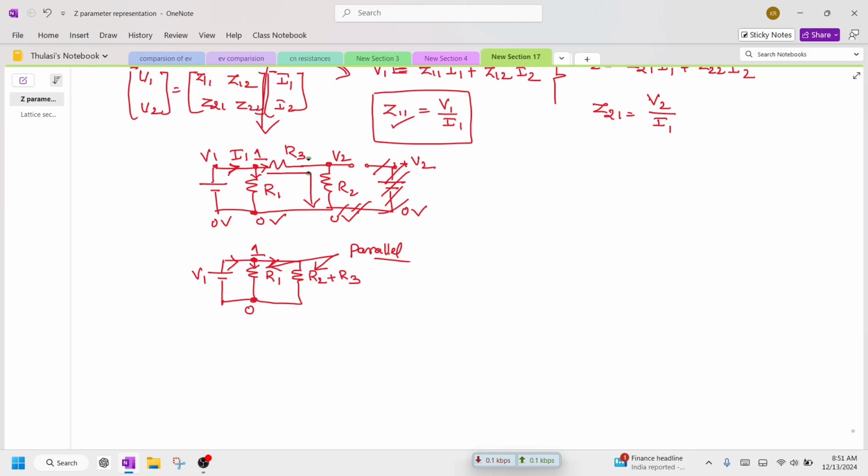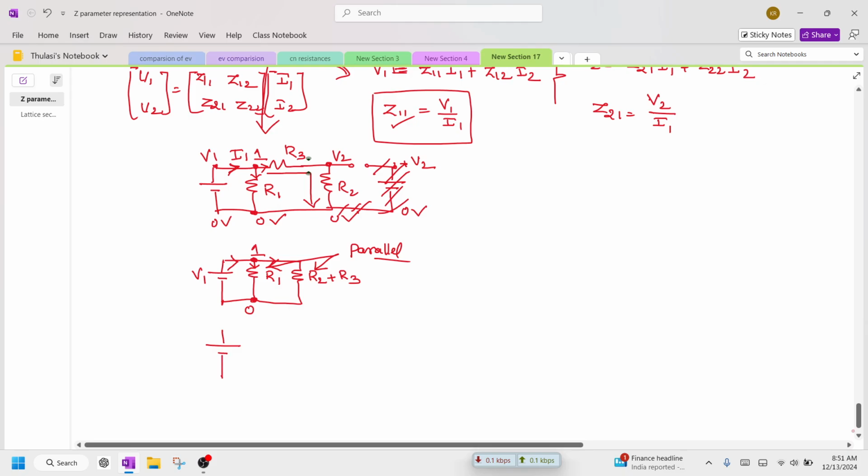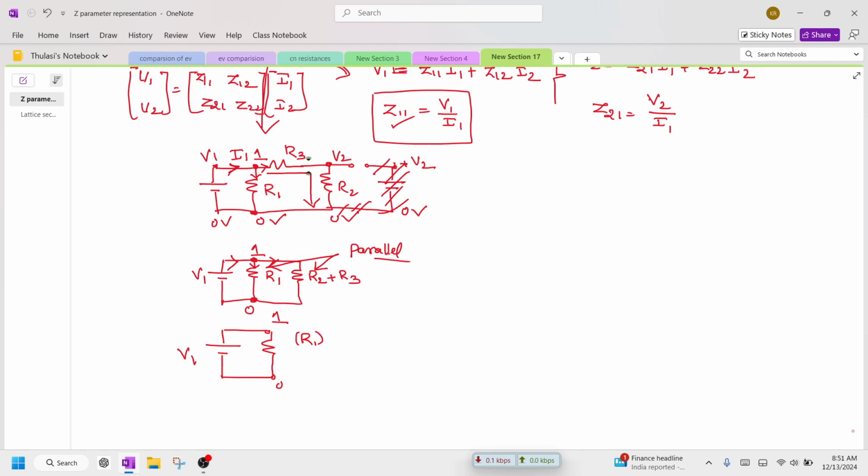When they are connected in parallel, I can draw the same V1 across node 1 and 0. So these two are connected in parallel. When two resistors are connected in parallel, what is the formula? The product of the resistors, R1 into R2 plus R3, divided by the sum of the resistances, R1 plus R2 plus R3. So what is the current flowing? I1. Now we want a relation between V1 and I1. So how to draw this relation? We can see here.